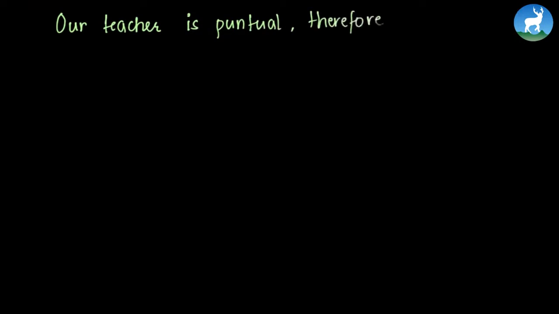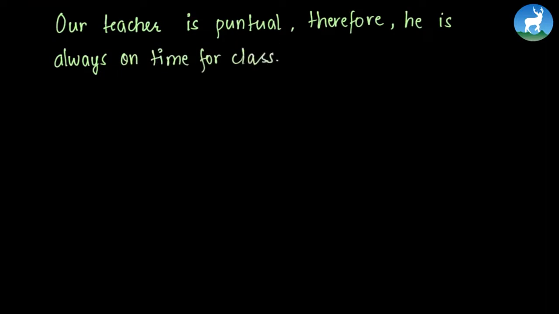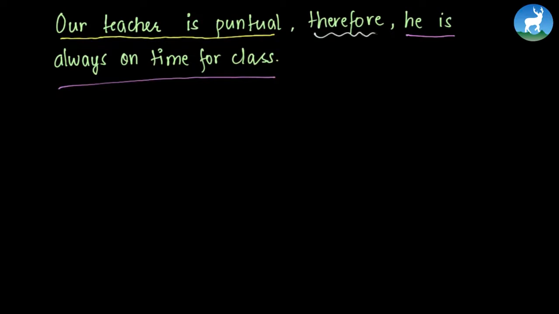We have one more example. Next sentence is, our teacher is punctual, therefore he is always on time for class. So here, our teacher is punctual is one sentence, and another sentence is, he is always on time for class. Now these two sentences are connected using therefore. So in this sentence, therefore is the connective.